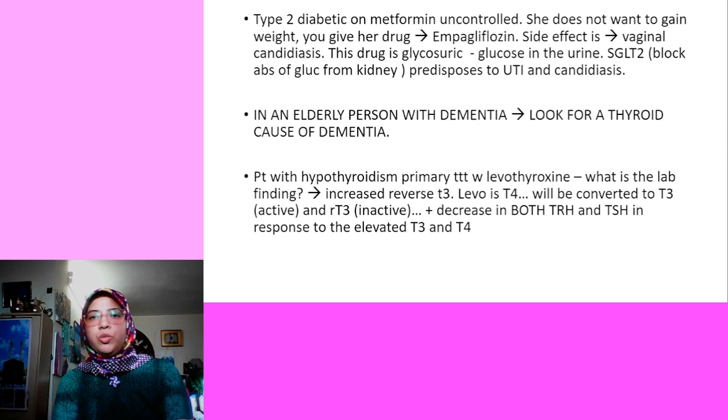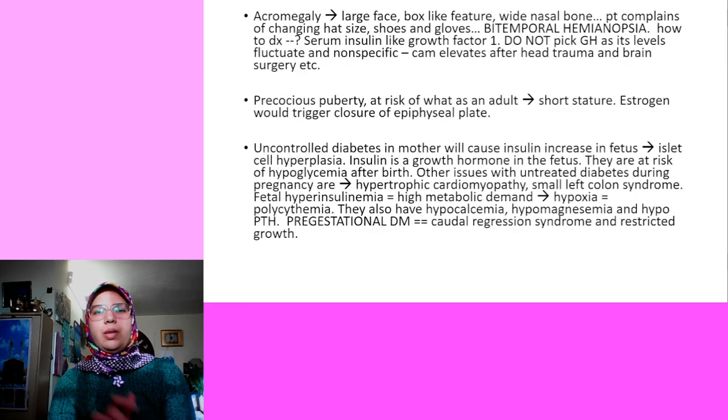In an elderly person with dementia, always look for thyroid causes. You'll hear this also when you're studying neuro, because this is a very preventable cause of dementia if you just treat the thyroid problem. So if you have an elderly person with dementia, always keep a thyroid problem as part of your differential. A patient with hypothyroidism that was treated with levothyroxine, what is the lab finding? Levothyroxine is T4. The T4 is going to be converted to T3 and RT3, or reverse T3, which is an inactive form. So keep in mind RT3 is going to be elevated.